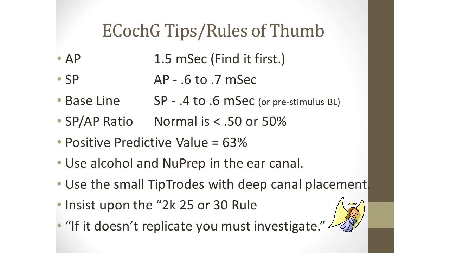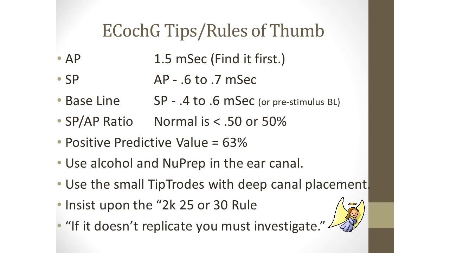And so that's the first thing. If you don't have that, forget it. You've got too much hearing loss. And where's the summing potential going to be? Find this first and mark it, and then move your cursor back about 0.6 milliseconds, and the summing potential is going to be there. Find the action potential first, move the cursor back about 0.6, maybe 0.7 milliseconds at the most, and you'll find the summing potential.